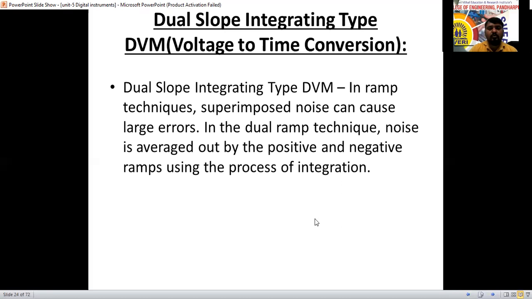So the dual slope integrating type digital voltmeter uses the ramp technique. Superimposed noise can cause large errors here. Whatever noises and fluctuations are there, those are removed here.